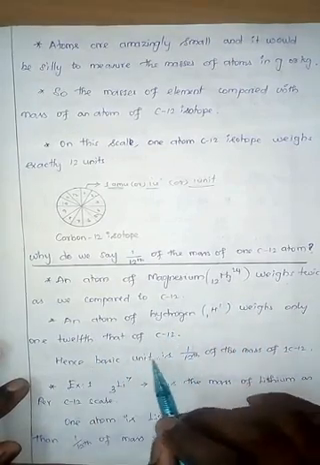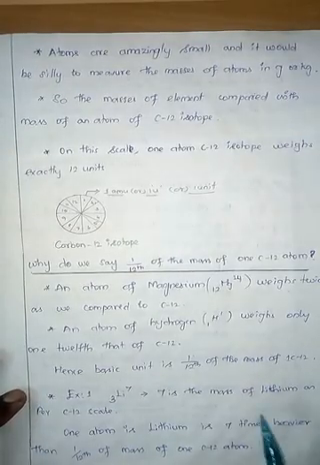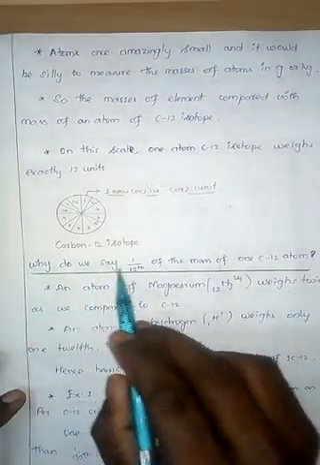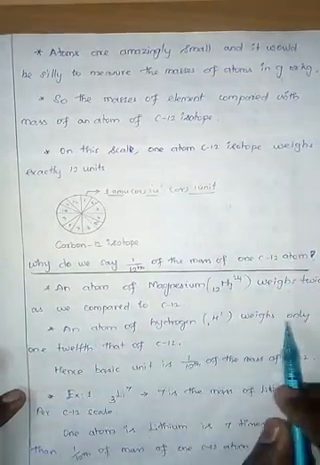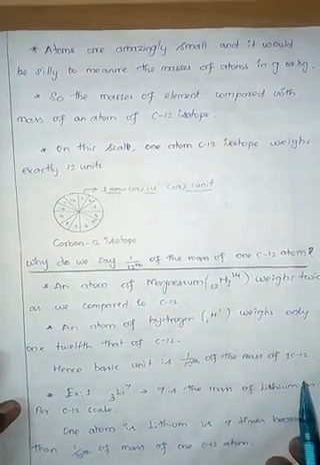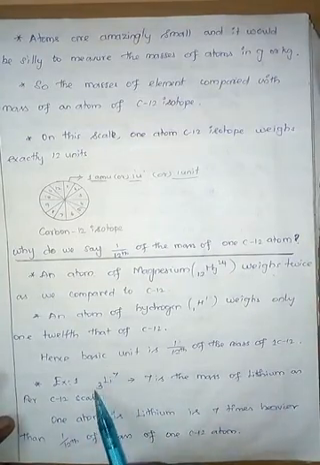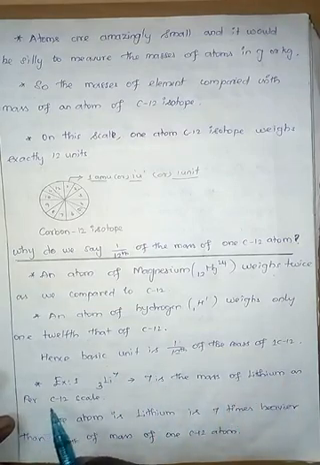So what is the basic unit here? 1 by 12th of the mass of carbon-12 is the mass of hydrogen. That's why we call it the basic unit. So why do we say 1 by 12th of the mass of a carbon-12 atom? Because in the carbon scale, the least atom has a mass of 1 by 12th of the mass of carbon-12. Let us go to the next example, that is lithium. Lithium-7: atomic number is 3, mass number is 7. So the 7 is the mass of lithium as per the carbon-12 scale.